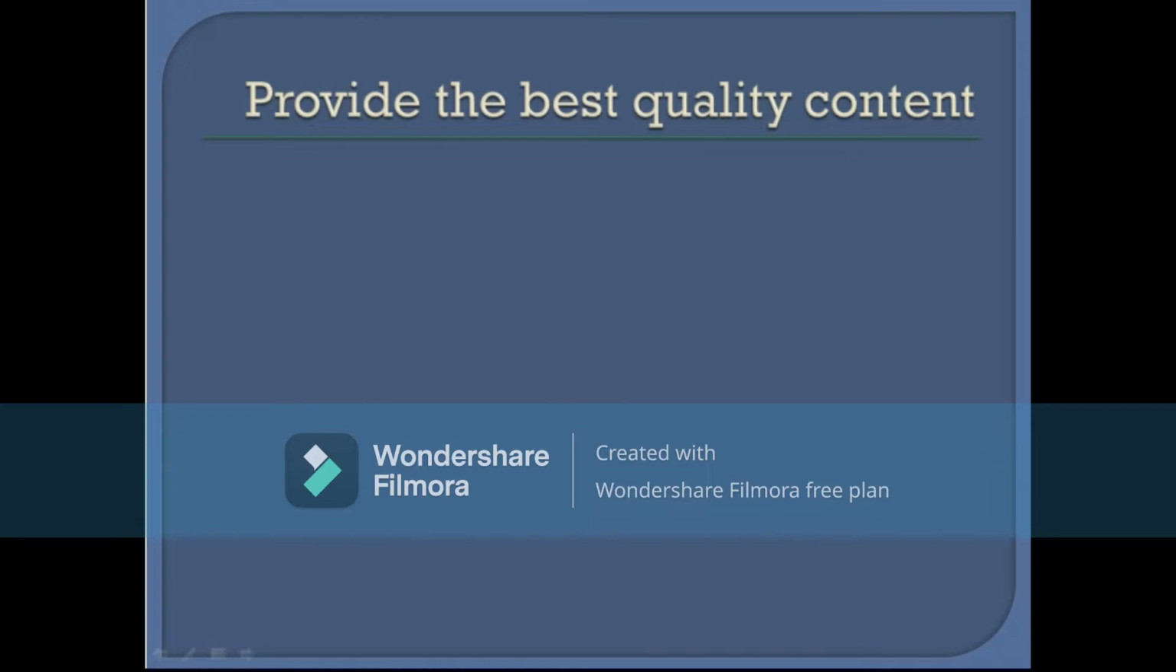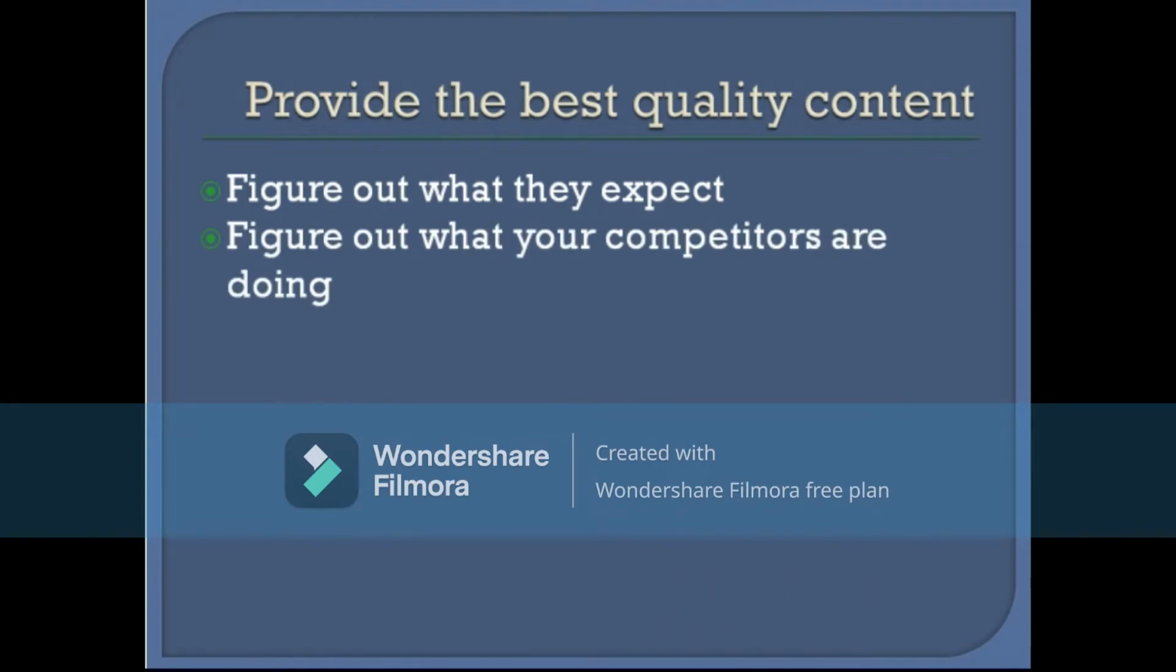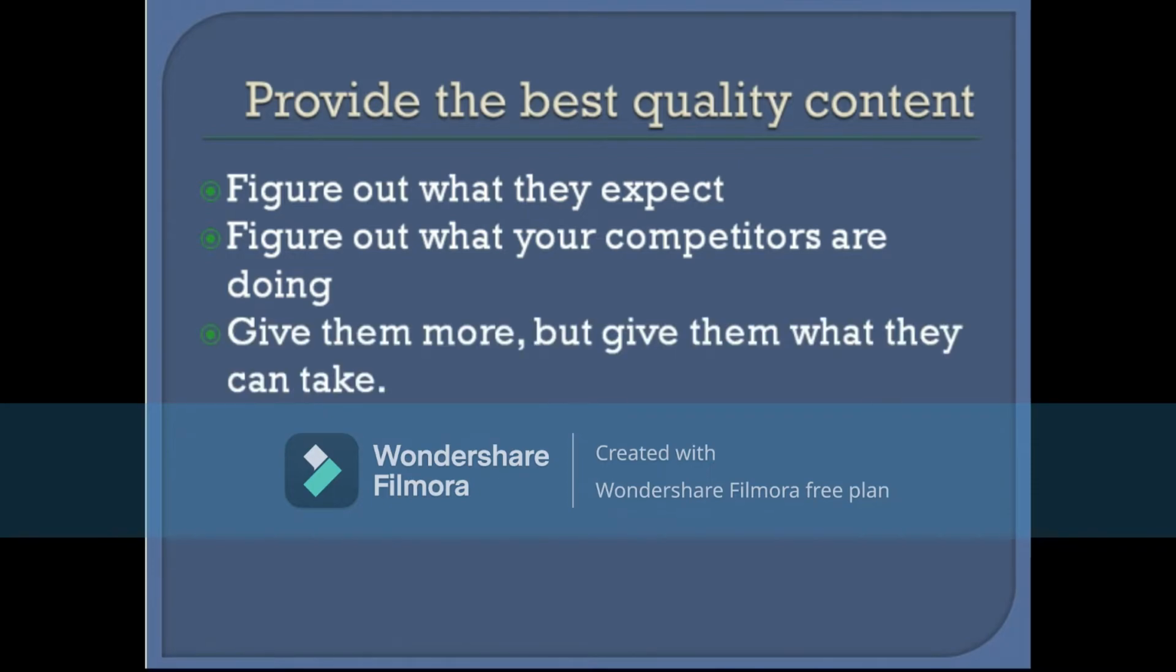Another thing you need to do is provide the best quality content. I know this is somewhat self-explanatory and you might be thinking, yeah, I know this, but you'd be surprised how many membership sites out there don't actually provide the best quality content. So you need to figure out what they expect and what your competitors are doing right now. What are they providing? Compare their product versus your product. And then your goal is to give them more quality content.